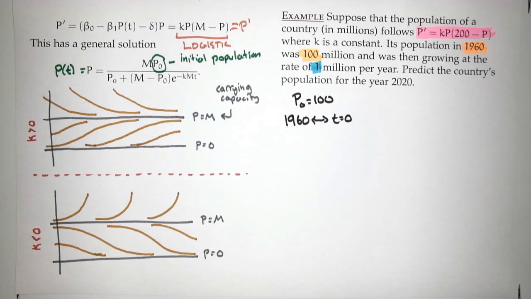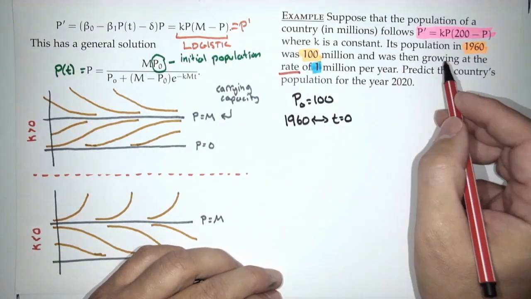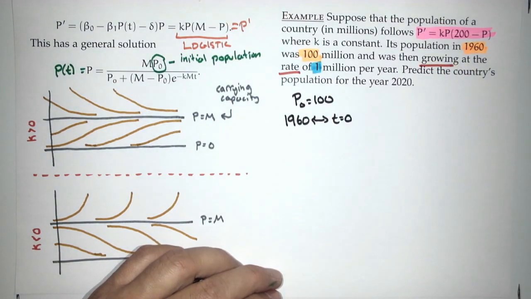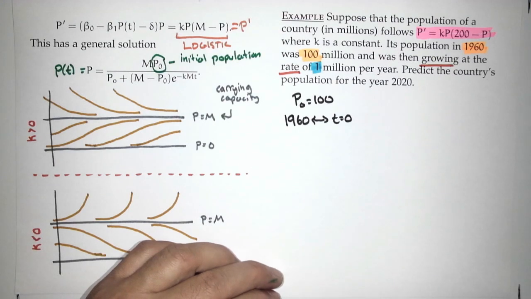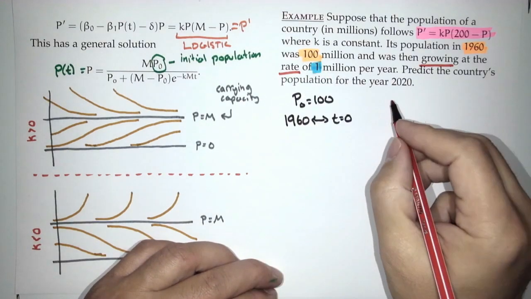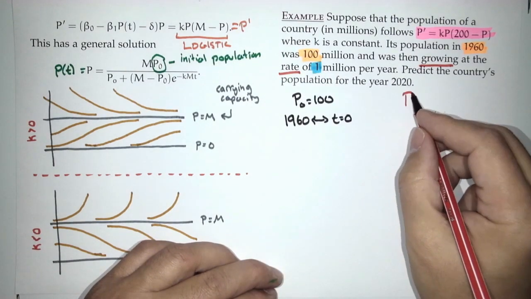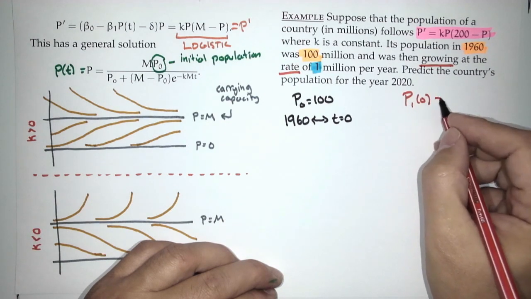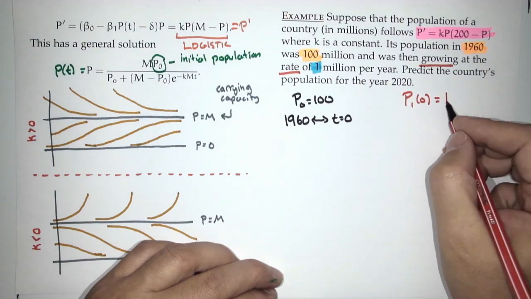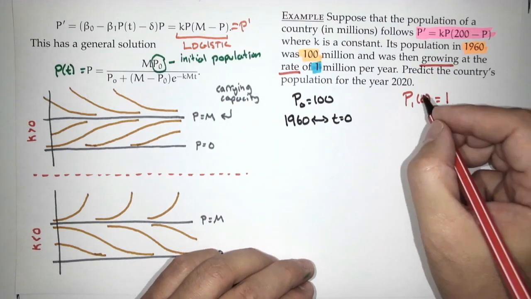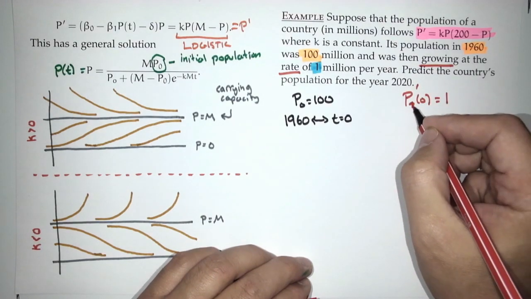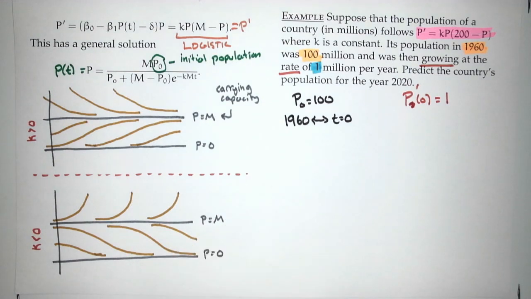Yeah, so how do we know it's P prime? Is there any key word? Yeah, we see rate. We also note that it does say growing, which says that it's positive. Sometimes they'll say declining at 1 million per year, which means it's a negative number. But here we see it's growing. That means it's positive. So we have P prime of 0 is equal to 1. Except I don't know why I put my prime down there. Primes go upstairs. Okay, P prime of 0 equals 1.